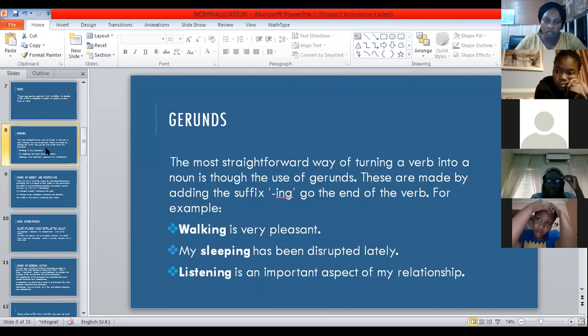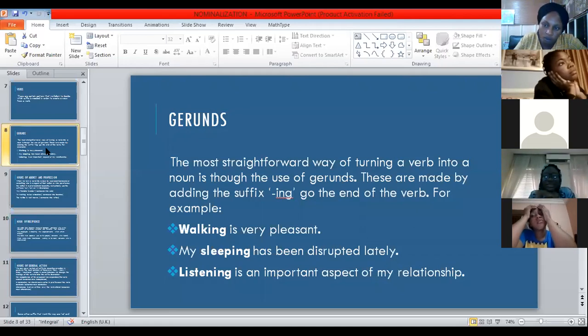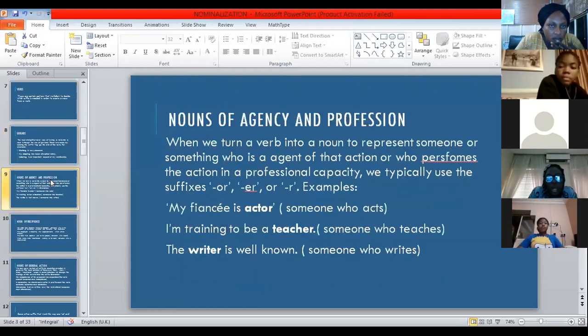The third example there, listen. But it has been nominalized also to become a noun. The sentence reads, listening is an important aspect of my relationship. The verb listen has been nominalized to be a noun by the addition of the -ing. I hope that is quite clear.